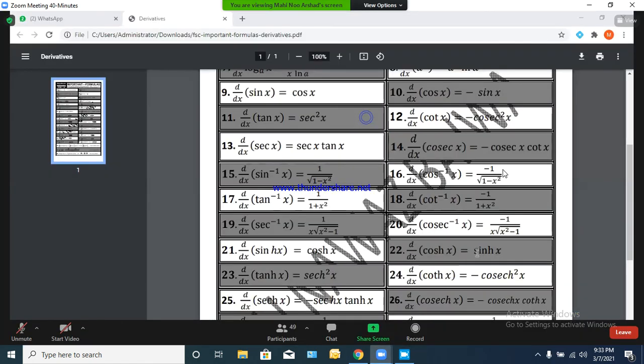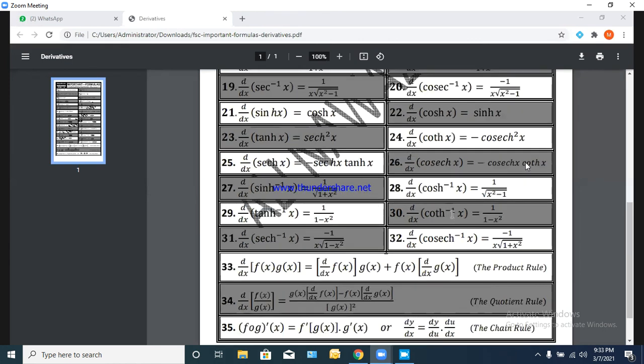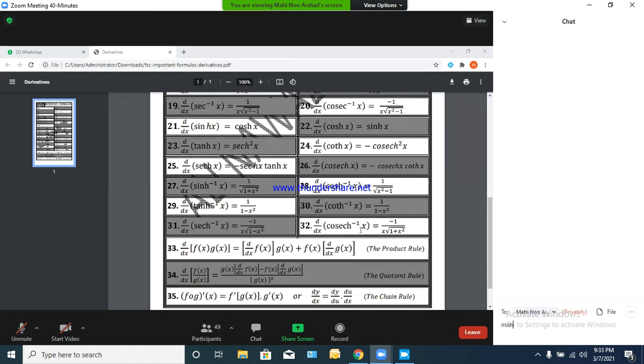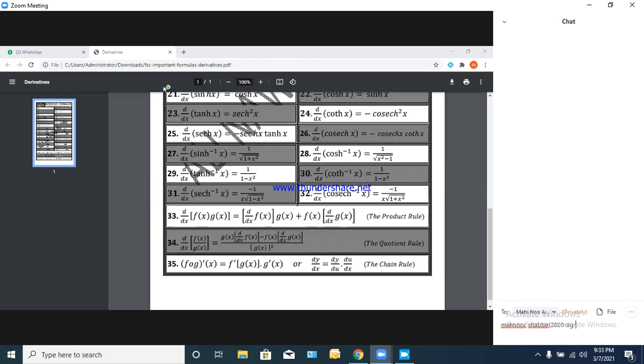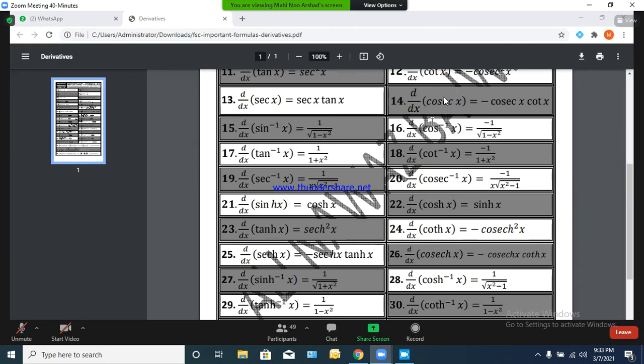Derivative of cosine hyperbolic x is equal to sine hyperbolic x. Cot hyperbolic x is equal to minus cosecant square hyperbolic x. Cosecant x is equal to minus cosecant x cot x. Cot hyperbolic inverse x is equal to 1 by x square. Cosecant hyperbolic inverse x is equal to minus 1 over x into square root of 1 plus x square. Is that clear, students?